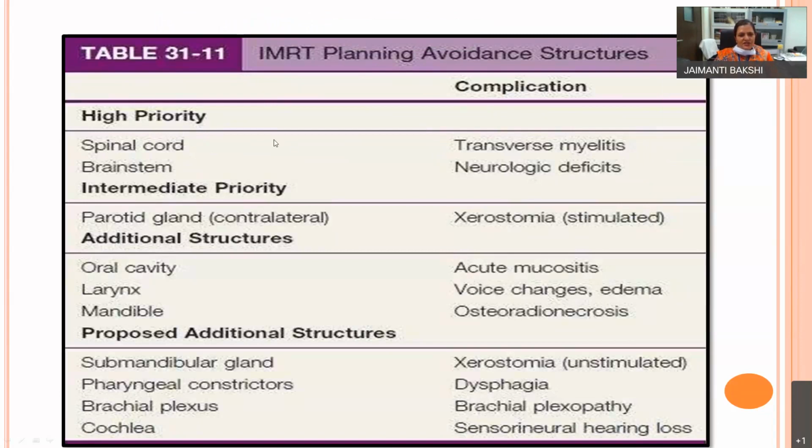And if high doses are given to these areas, they can lead to transverse myelitis and neurological deficits can occur at the brainstem. Intermediate priority is given to the parotid gland of the contralateral side because it can lead to xerostomia. And additional structures which have to be shielded are oral cavity, larynx, and mandible because there can be acute mucositis, voice changes, and osteoradionecrosis. The proposed additional structures which should be avoided in IMRT include submandibular gland, pharyngeal constrictors, brachial plexus, and cochlea.